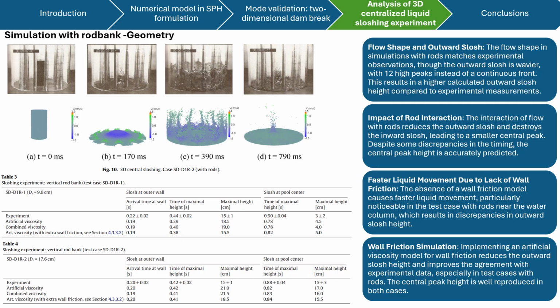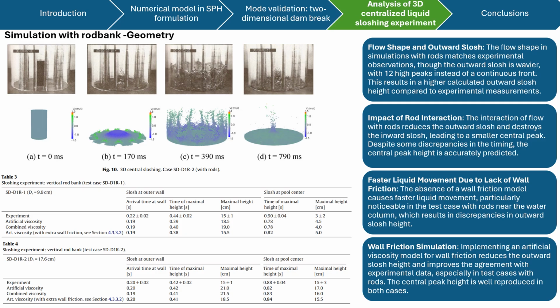First is flow shape and outward flows. The flow shape in the simulation with rods matches experimental observation. The outward flow is wavier, with 12 high peaks instead of continuous flow. This results in a higher calculated outward flow height compared to experimental measurement. The next point is the impact of rod interaction. The interaction of flow with rods reduces the outward flows and destroys the inward flows, leading to a smaller center peak. Despite some differences in the timing, the central peak height is accurately predicted.